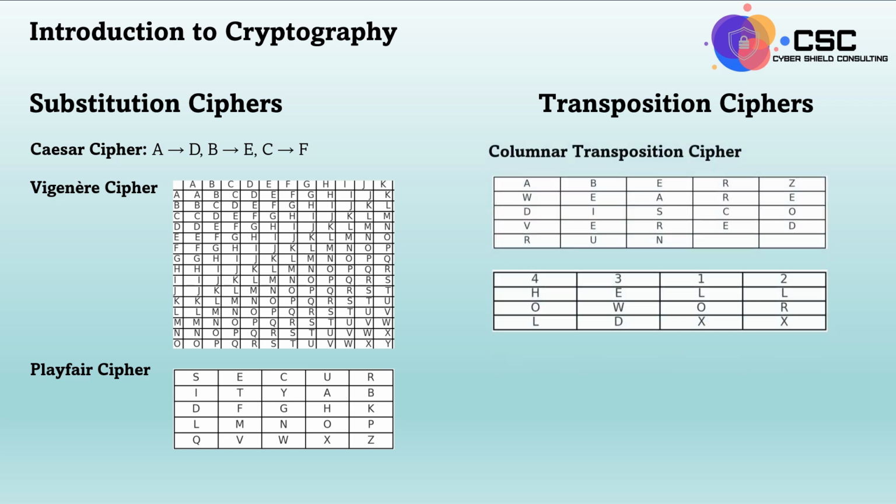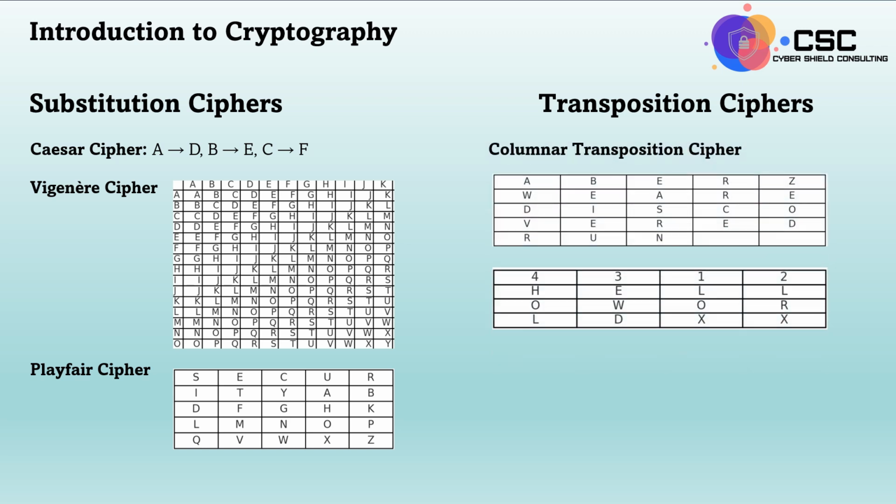Unlike substitution ciphers, transposition ciphers do not change the letters themselves. Instead, they rearrange their order according to a set pattern. One common example is the Columnar Transposition Cipher, where the message is written to a grid and then read column by column in a different order. This technique scrambles the original structure of the message.